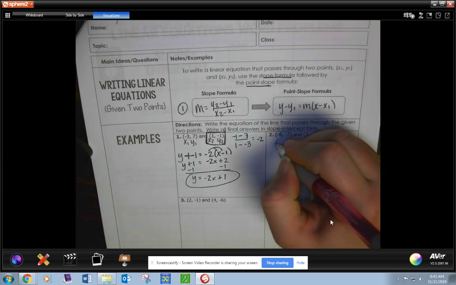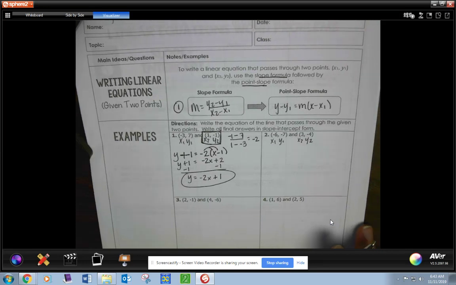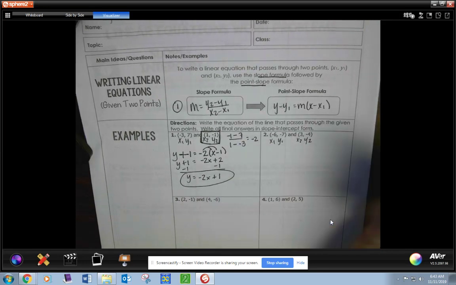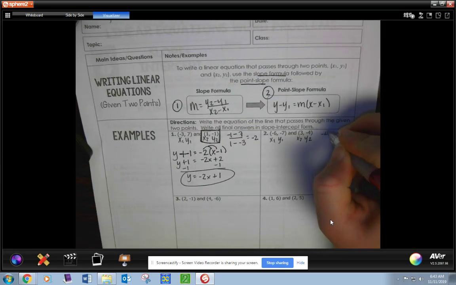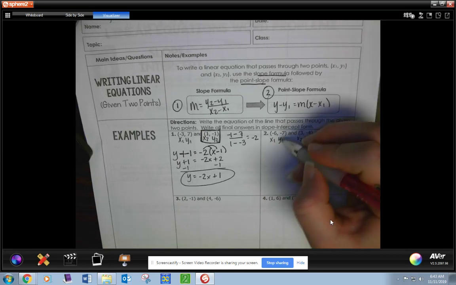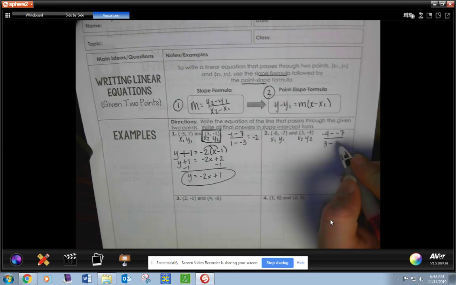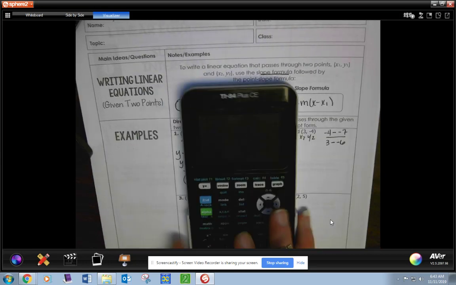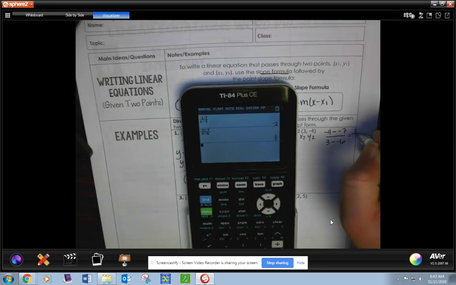So for example 2, this is my x1 and my y1, my x2 and my y2. The first thing I'm going to do is my slope, and then this is the second step. So I'm going to do -4, because that's what y2 is, minus -7, because that's what y1 is, over 3 minus -6. So y equals -4 minus -7 over 3 minus -6, and this gives me 1/3.